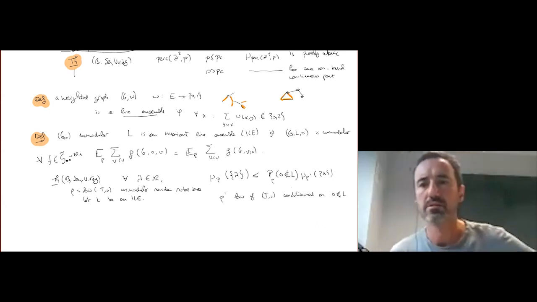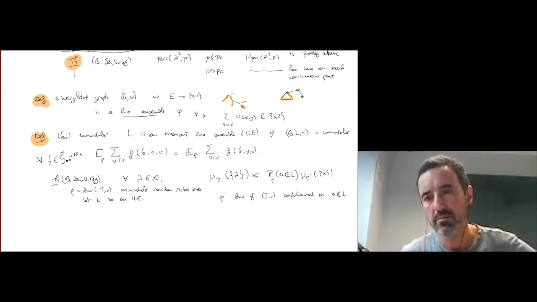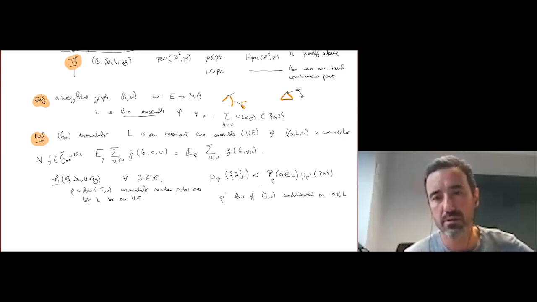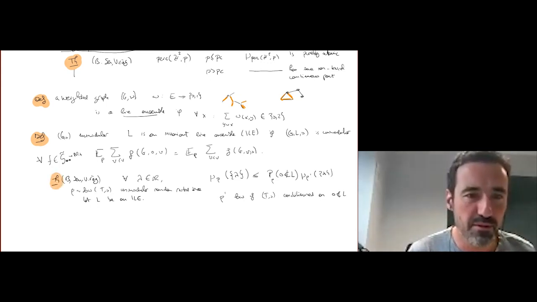Okay. So this formula means that you can bound the mass of an atom by the mass of the atom when you restrict to the condition that the root is not in the line ensemble. So there will be no atoms in the line ensemble. This is what you could try to remember.